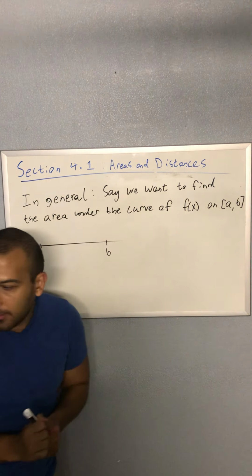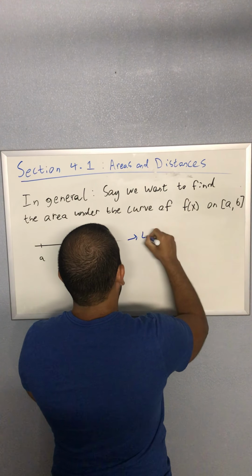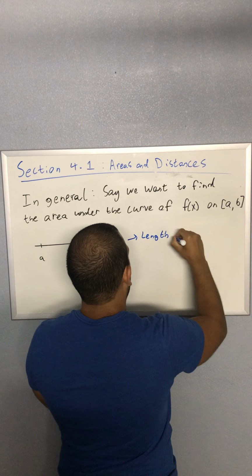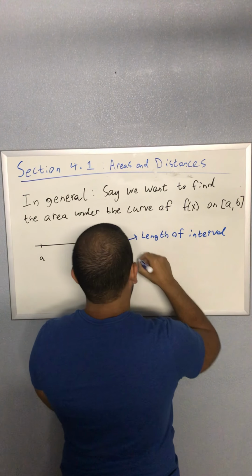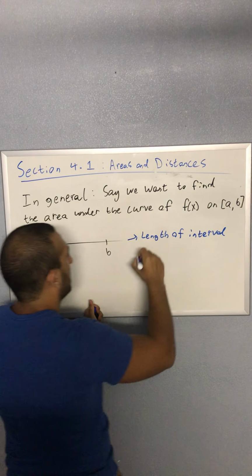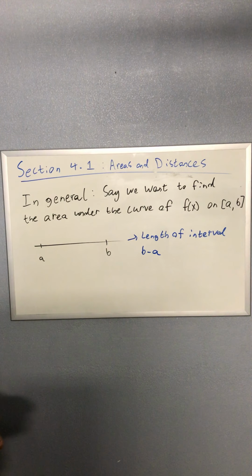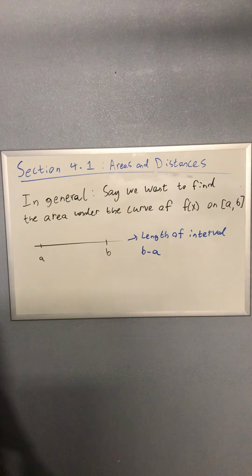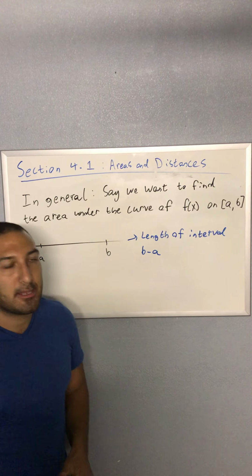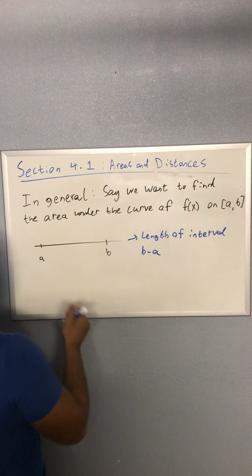Well, what is the length of this interval? The length of the interval is just this minus that, so it's just b minus a. And then how do you chop it up into n equally distributed pieces? Well, you divide it by n. So this quantity here we're going to call delta x.